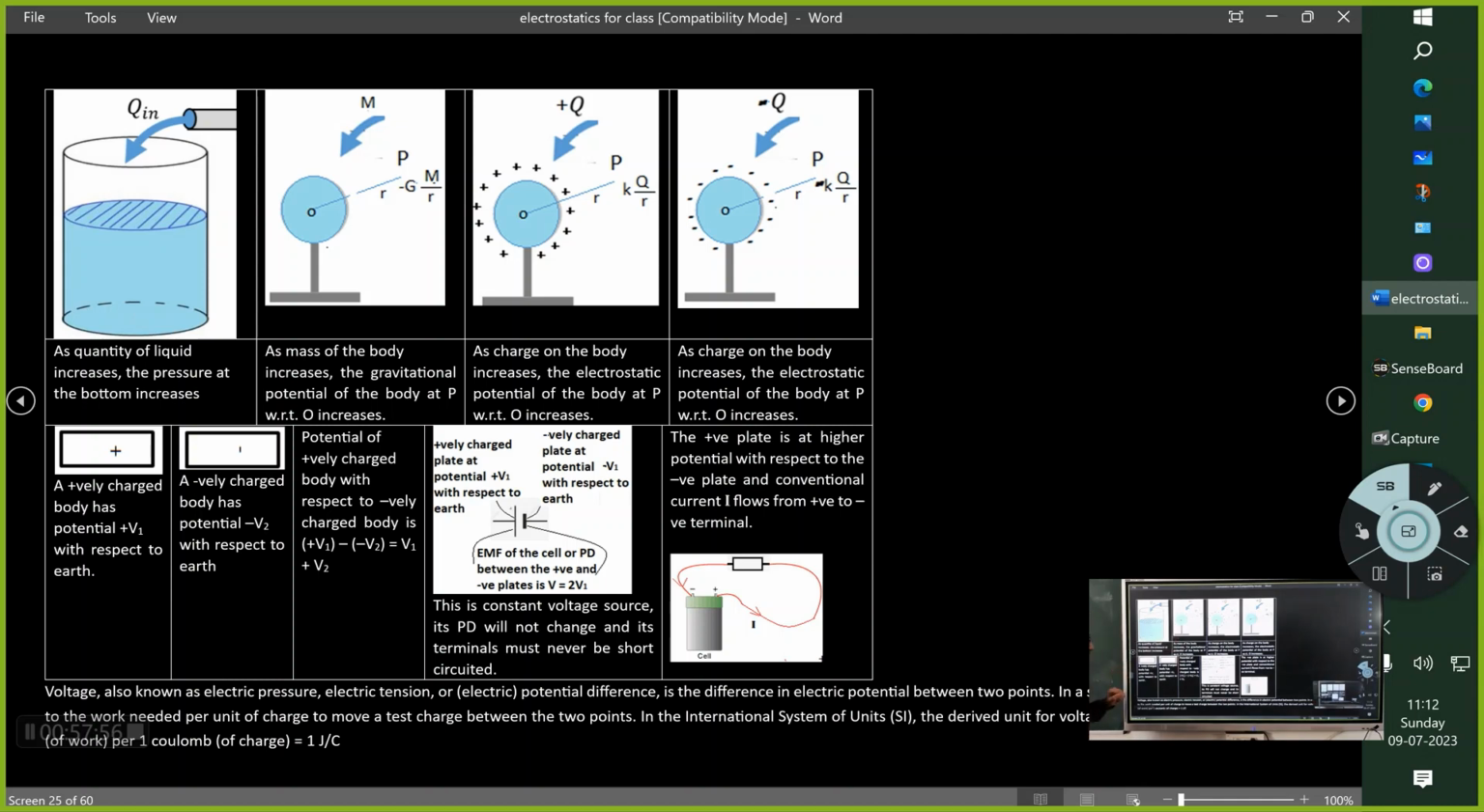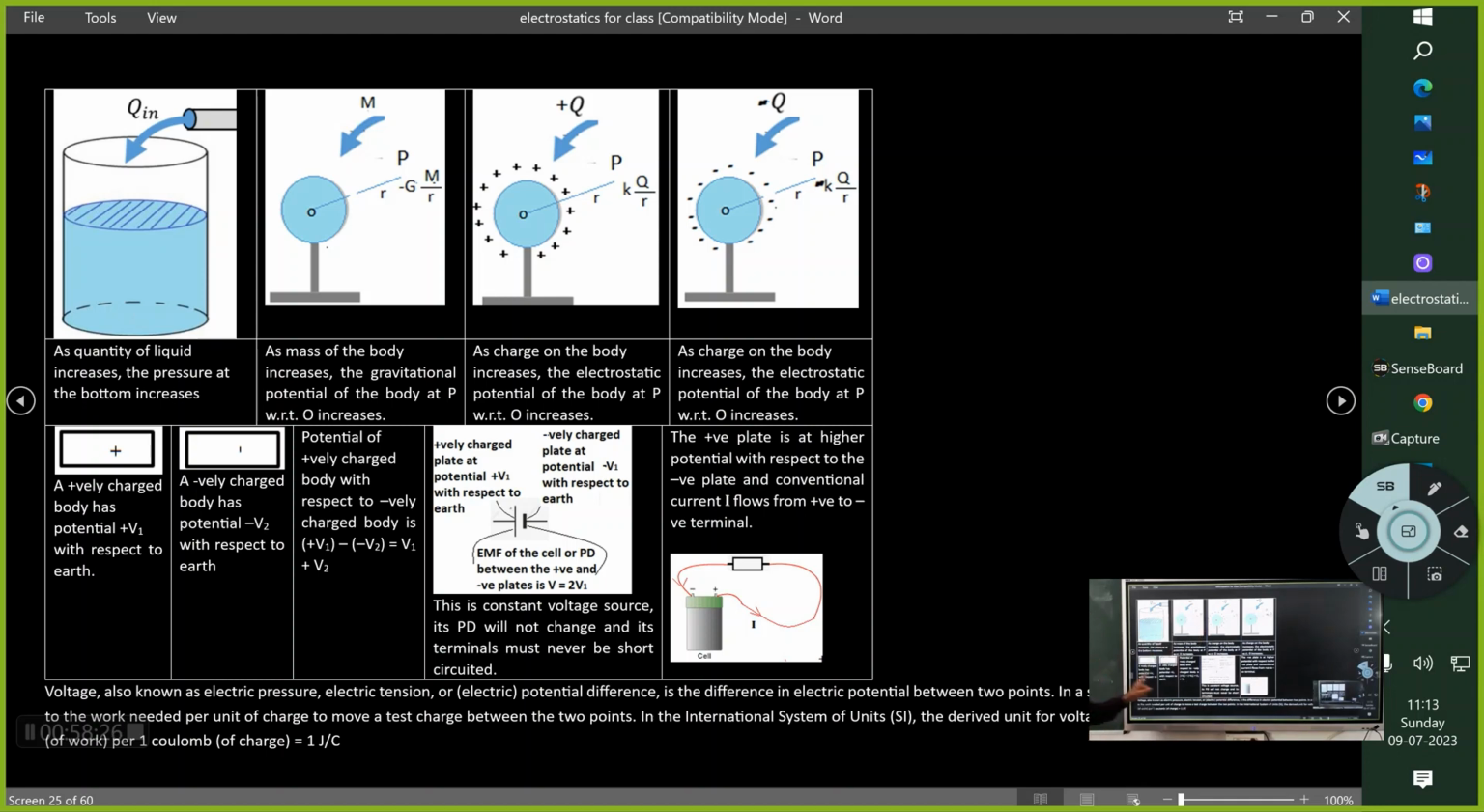Now you see this diagram. As the mass of the body increases, the gravitational potential of the body at P with respect to O increases, minus Gm by r. The small r is nothing but capital R plus H. I had written R plus H there, now instead of that, R. This I have already explained. The potential at point P at a distance r from O is minus Gm by r.